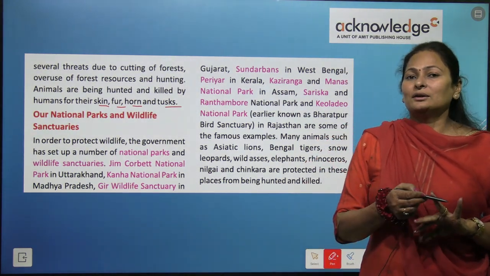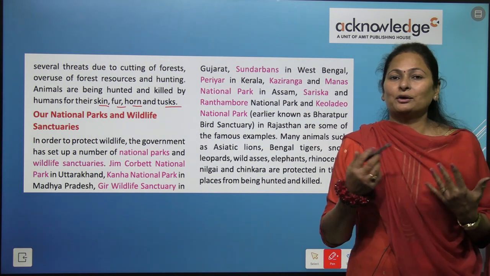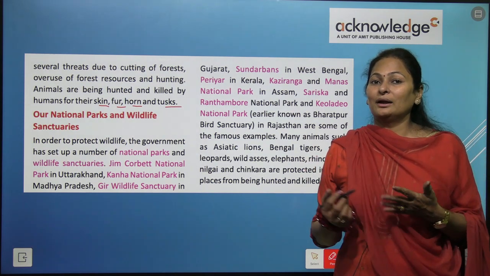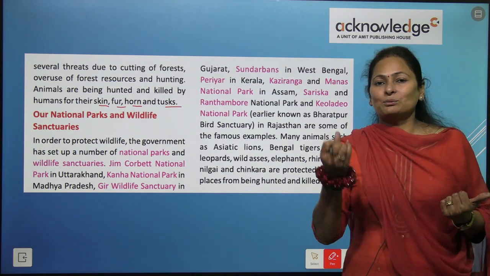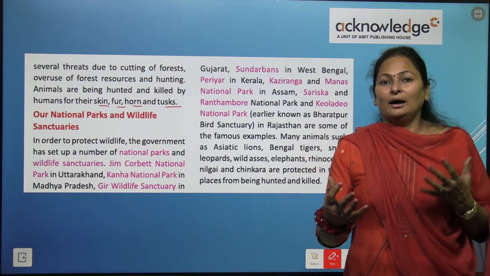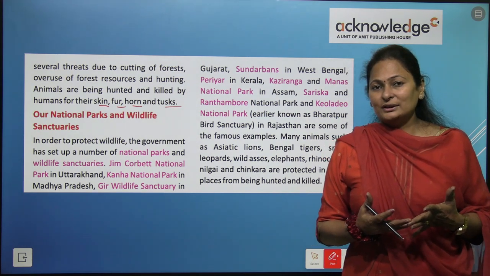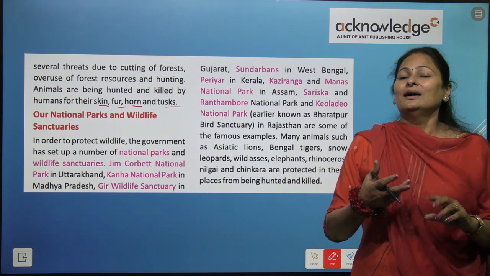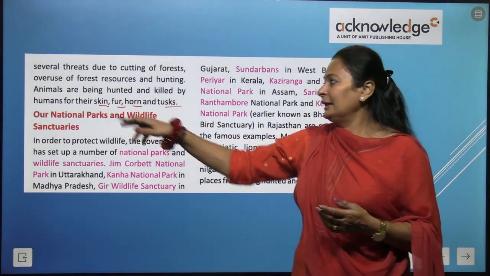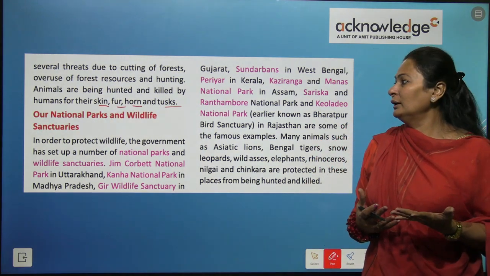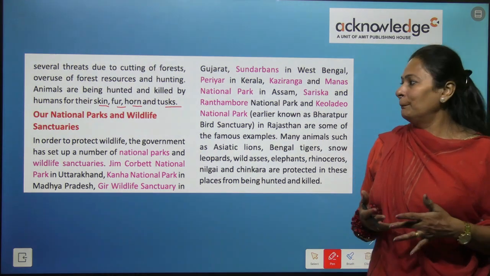So that is why wildlife is in danger. Because forests are not there, the animals won't get space to hide. That is why they are coming out of the forest, and because of deforestation, hunters kill the animals and sell their skin, fur, horns and tusks in the market.